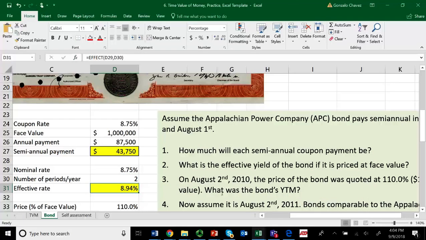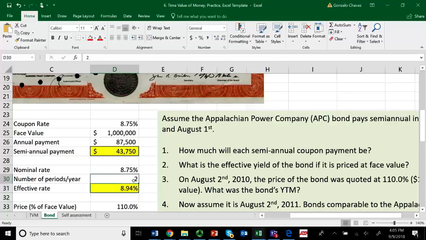So let's interpret this for a second. What does it mean? It means that during the first half of the year, you get paid $43,750. If you can get that money and invest it immediately and earn the same rate, then you're actually going to be better off than if you had to wait a full year to get the full $87,500. In other words, you can start earning interest over interest as soon as the first payment is made. This is why you end up earning a little bit higher than the 8.75%.